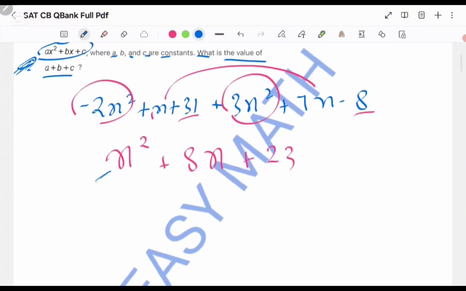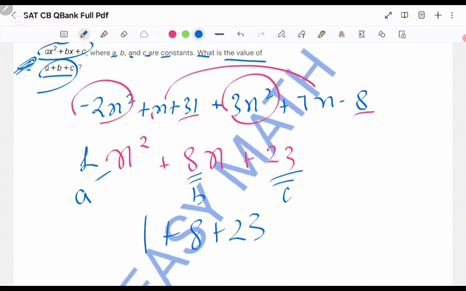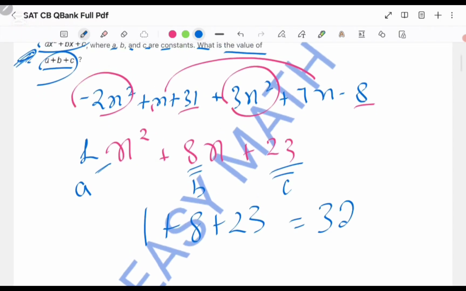If you look at each coefficient of the x, here it's 1, here it's 8, here it's 23. This is my a, this is my b, this is my c. He wants me to add all of them, so we're going to say 1 plus 8 plus 23. And let's see what we get. 1 plus 8 plus 23 is going to be equal to 32, and that is going to be our answer.